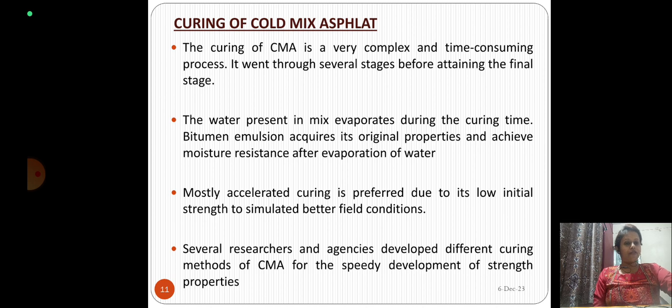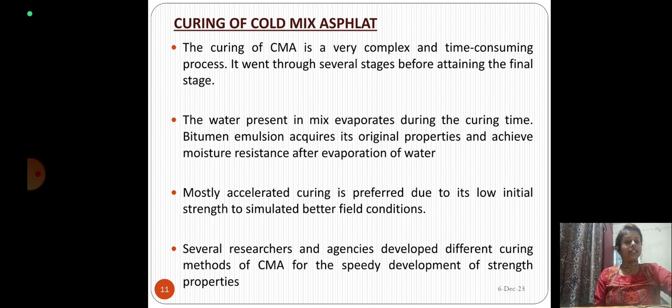Curing. After the mixture is prepared, curing of cold mix asphalt is one of the important criteria. Without that curing, cold mix asphalt can't get the desirable strength. The curing of CMA is a very complex and time-consuming process, and it goes through several stages before attaining the final stage. The water present in the mix evaporates during the curing time, and the bitumen emulsion starts breaking, and it can easily coat the aggregate, which significantly imparts strength to the mixture.